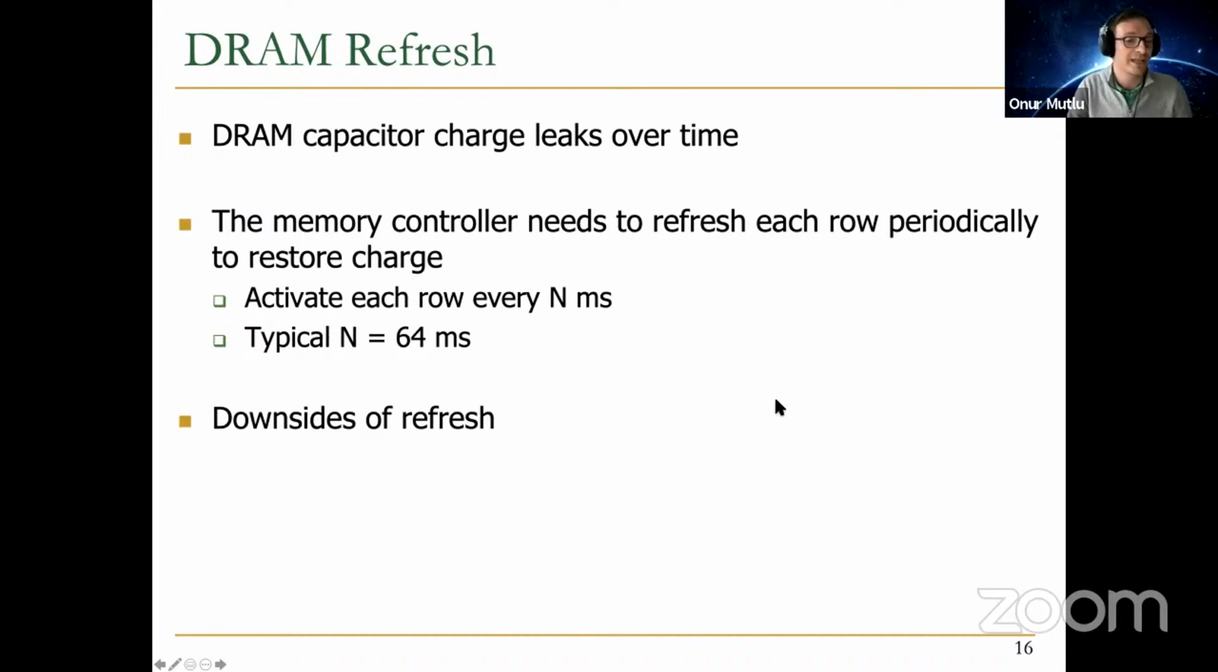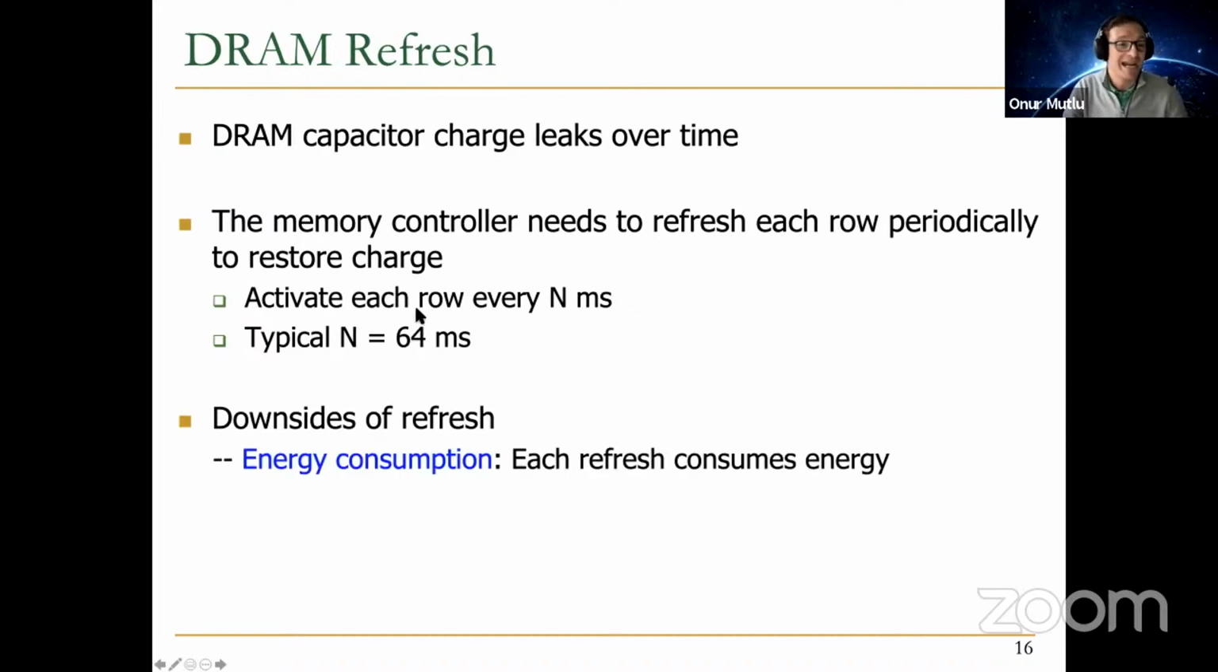If you're doing a refresh, that means you need to activate each row. Remember the activates when we talked about RowHammer, it takes time. And then you need to also pre-charge the row. So you need to actually access the row once, let's say. So this consumes energy to retain the data.